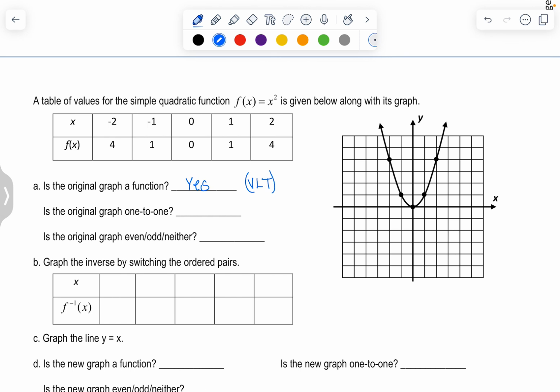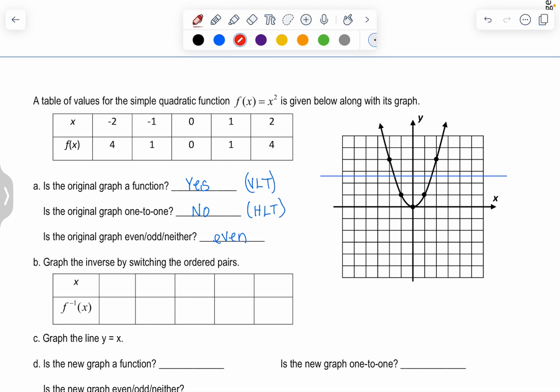Is this original graph one-to-one? Remember, we talked about, does it pass the horizontal line test then? If it is a function, does it then pass the horizontal line test? And this one fails the horizontal line test. If I draw a horizontal line in here, you can see that that hits in two spots. So is it one-to-one? No, it is not. Is this even, odd, or neither? This is even because it is symmetric over the y-axis.